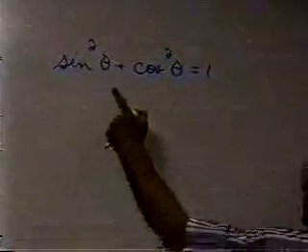Number 7 is sine squared plus cosine squared is equal to 1. Now what this says is, listen again closely, the sine squared of an angle plus the cosine squared of the same angle is equal to 1.